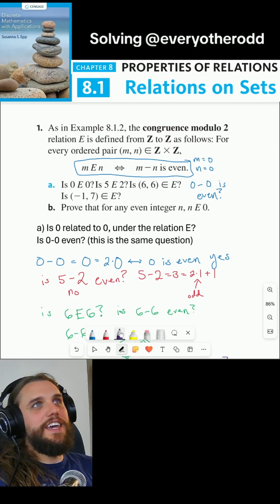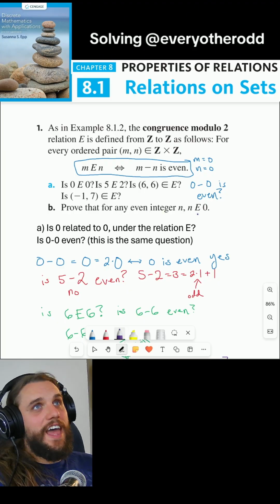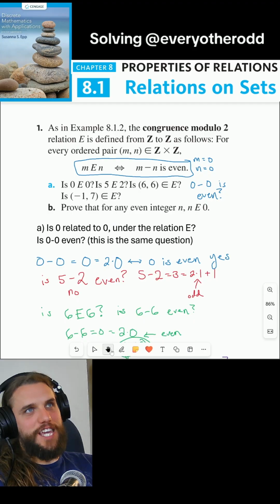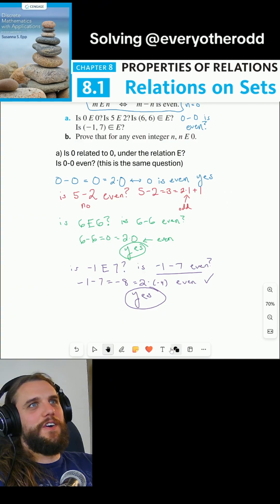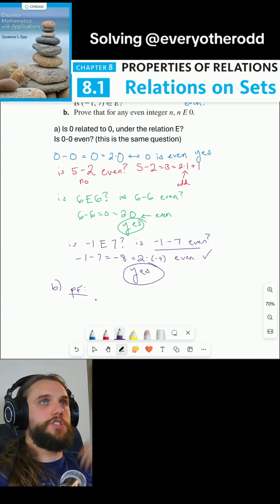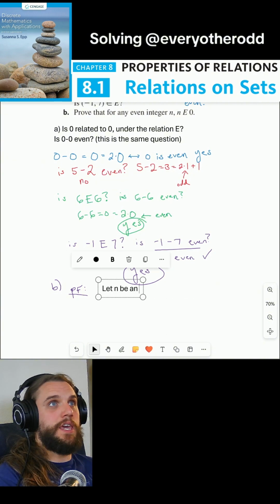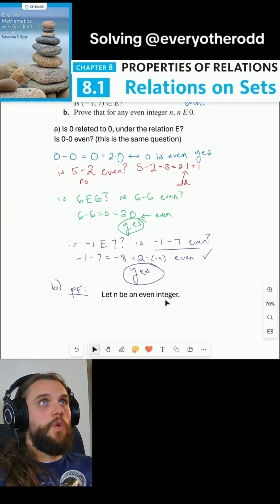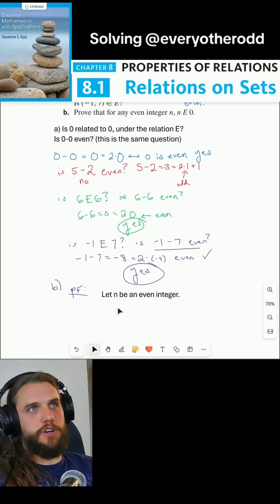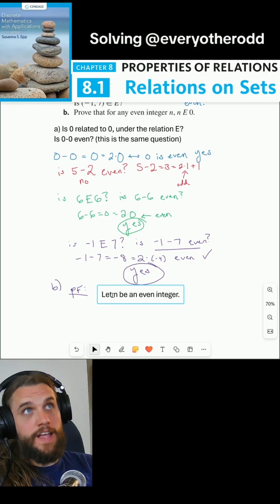Part B, prove that for any even integer n, n is related to 0 under the relation E. Okay, so let's prove that. The proof is, we're going to start with our assumptions. Let n be an even integer. We have to prove that for any even integer n is related to 0. So we're starting with an arbitrary n that's an even integer.